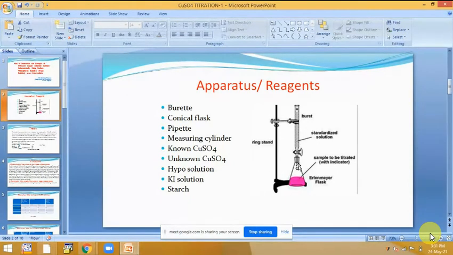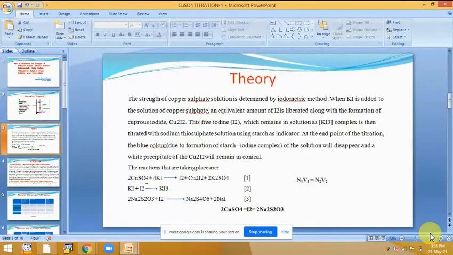The first time we titrate known copper sulfate with hypo solution, then by calculation we get the hypo solution concentration. Second time we use this hypo solution as the known and take unknown copper sulfate from another solution. So by this simple N1V1 = N2V2 formula, we get the concentration of the unknown. And you see in the theory part, this copper sulfate reacts with KI and it forms iodine.